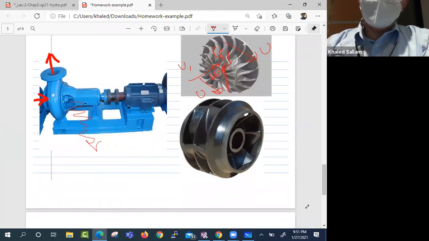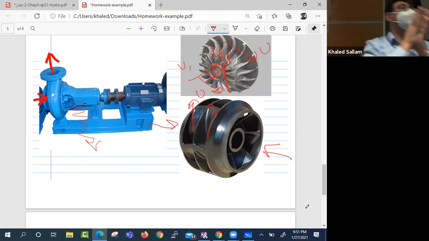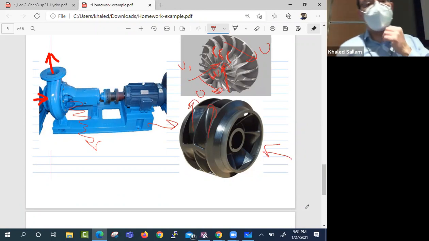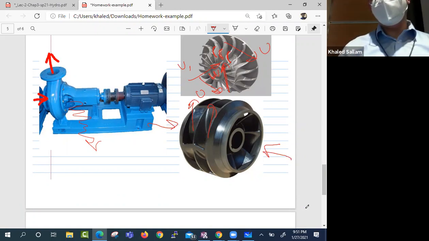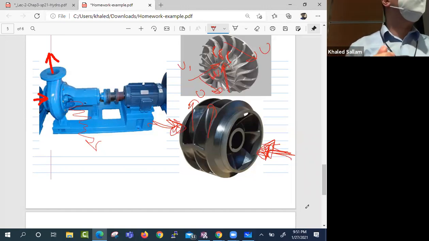And look at this guy. He received the flow rate from here and from here, and then they go like this. So those are two pumps back to back. Why do they do them like that? What do you think the advantage is of having them sitting back to back? Anyone? It cancels the axial thrust.